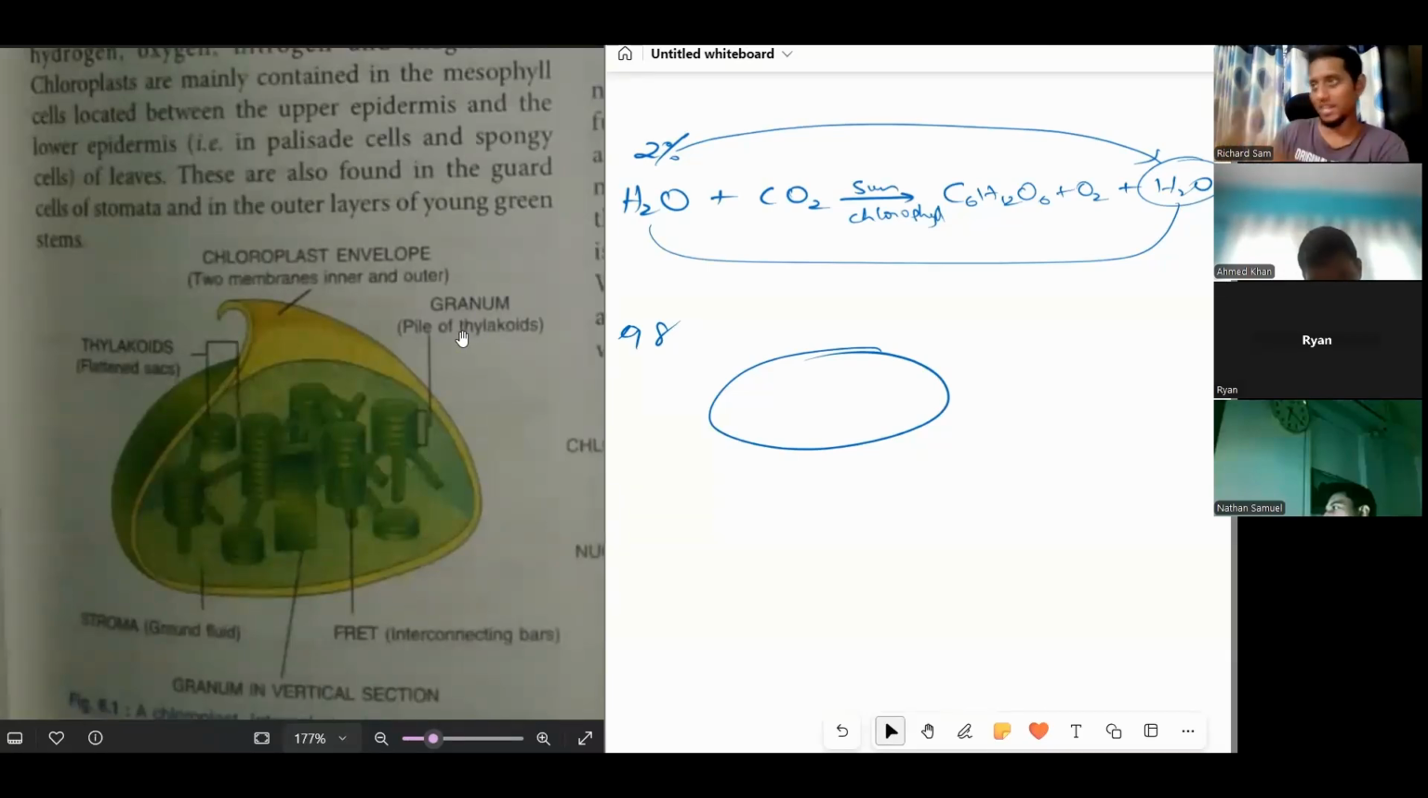So granum is one stack. Now, plural of granum is grana. Means one granum, 5 grana. Okay, so there are many grana here. And these grana are all connected to each other with something called fret.